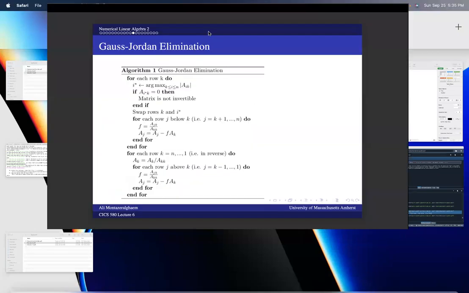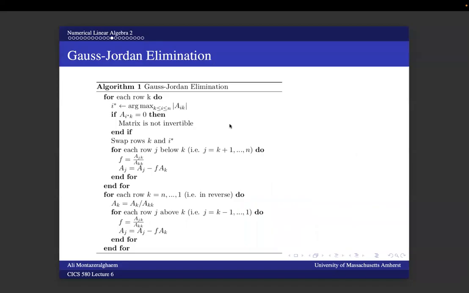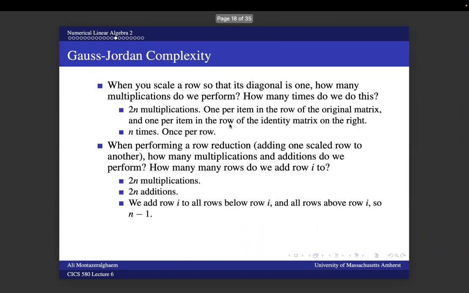So let's go back to the main slides. So this is the cycle for Gauss-Jordan elimination. And then if we want to find the complexity of this algorithm, at first, we want to know, when you scale the row so that its diagonal is 1, how many multiplications do we perform? Or how many times do we do this?